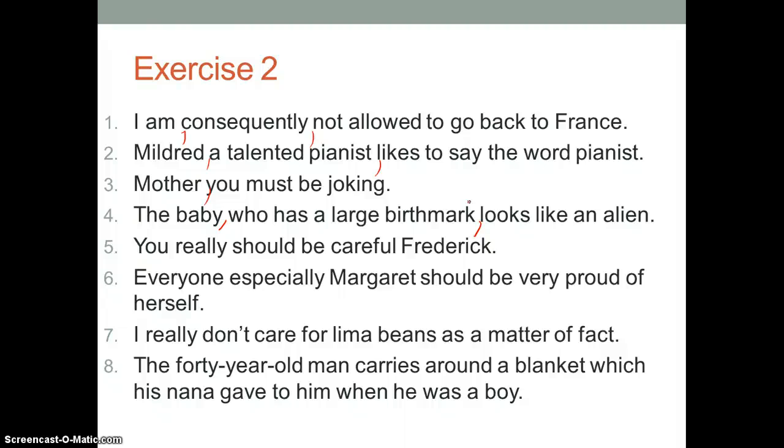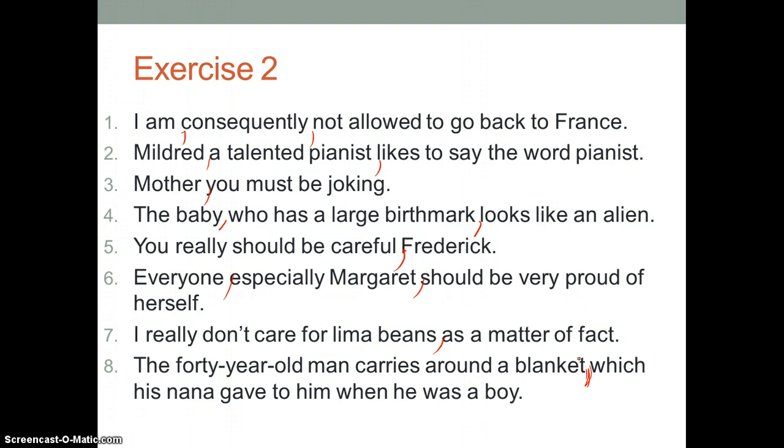All right, number 5. "You really should be careful, Frederick." Frederick is direct address. I'm going to put a comma before his name. "Everyone, especially Margaret, should be very proud of herself." Everyone, and especially Margaret, that's an appositive. Especially Margaret is renaming everyone, so I need to offset that with commas. Number 7, "I really don't care for lima beans, as a matter of fact." It's a parenthetical expression. And last but not least, "The 40-year-old man carries around a blanket, which his nana gave to him when he was a boy." Remember, which is usually non-essential. It's just giving us more information, so it's offset with a comma.